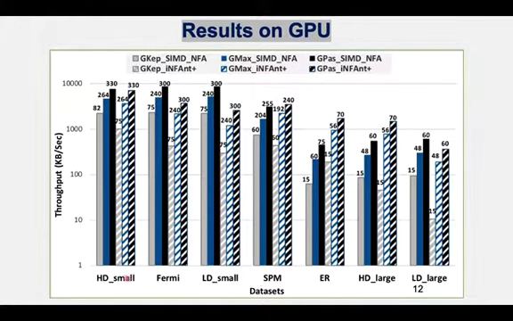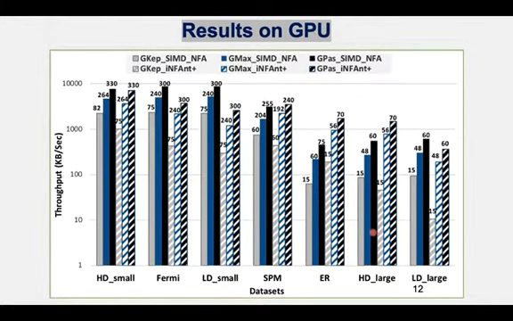The X-axis is the input dataset. The Y-axis is the throughput in kilobytes per second. The solid bars indicate the results of our SMD NFA design, and the stratified bars indicate the baseline implementation. Bars of the same color mean experiments were performed on the same GPU device. We see that our SMD NFA outperforms the baseline on 4 of the datasets, namely HD small Fermi, LD small, and LD large.